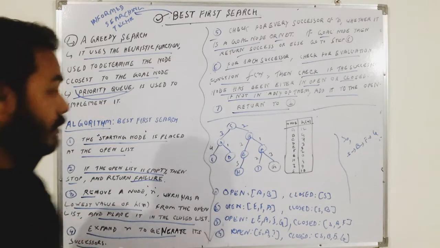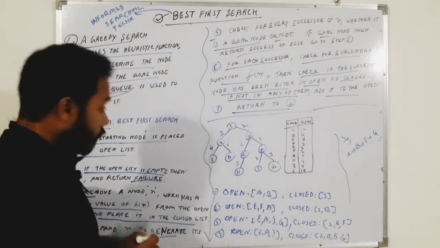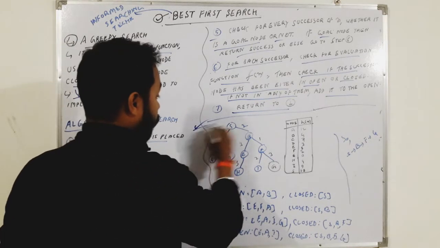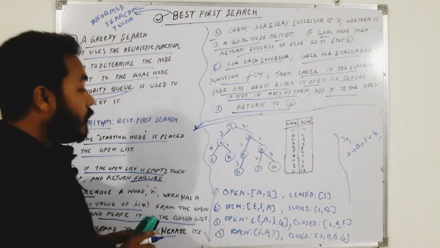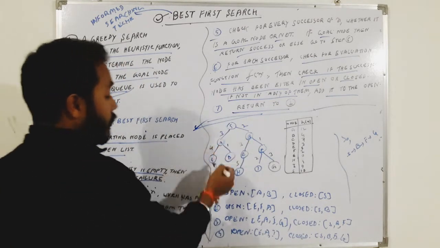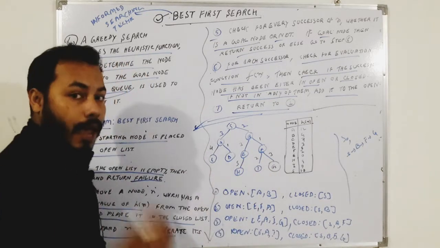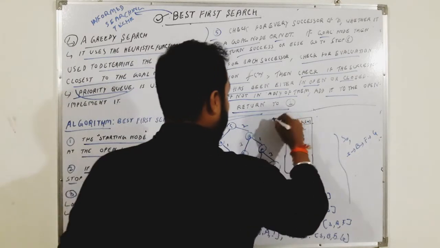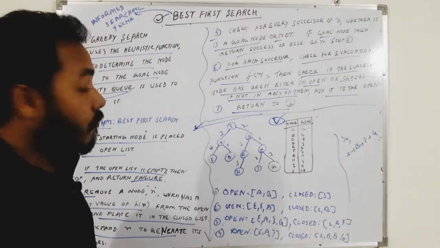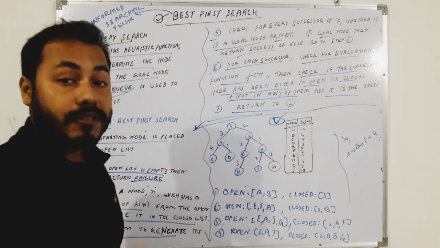Let's discuss an example to have a clear idea on that. For that I have considered this graph. Okay, this graph I'm considering. So you will see that we have the nodes S, A, B, C, D, E, F, G, H, I. Okay, and for every node we have this table where the h values are given. Okay, h means heuristic function value.